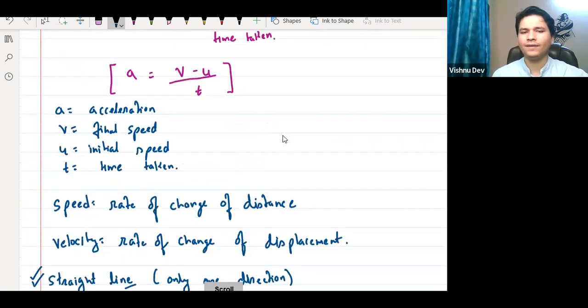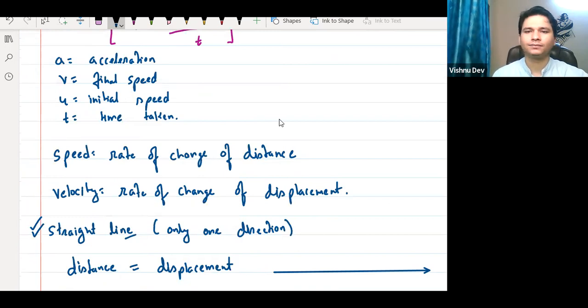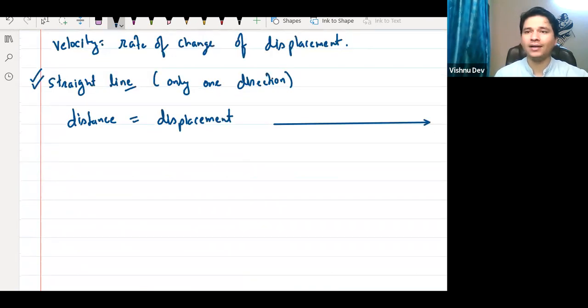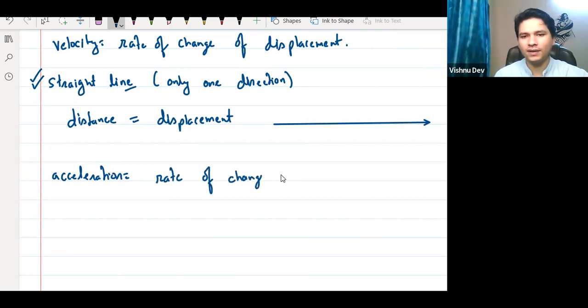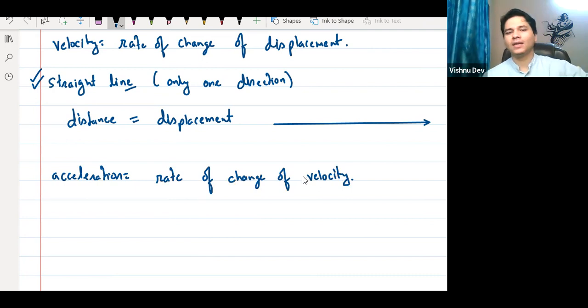Anyone have any doubt in this case? Now, this is according to your syllabus. But in reality, when you talk about higher classes, the formula of acceleration would be rate of change of velocity. Yes, Jia, I'm repeating again, don't worry. So this is the general formula.